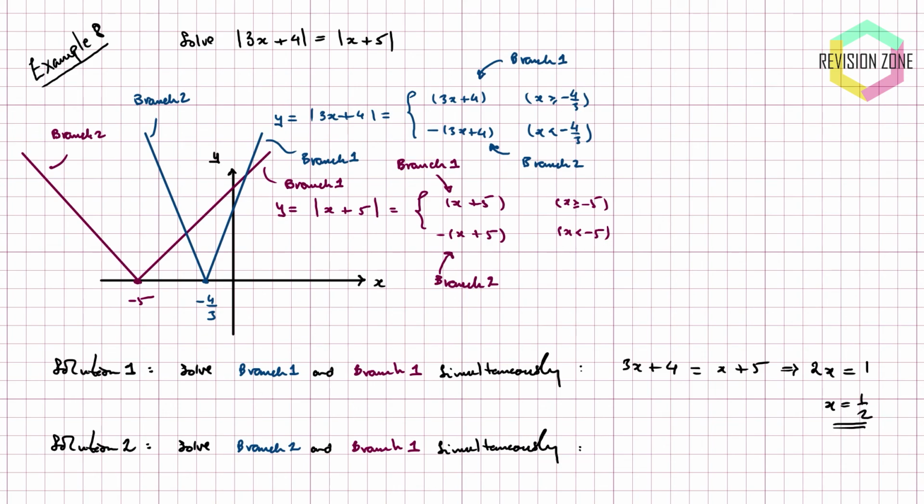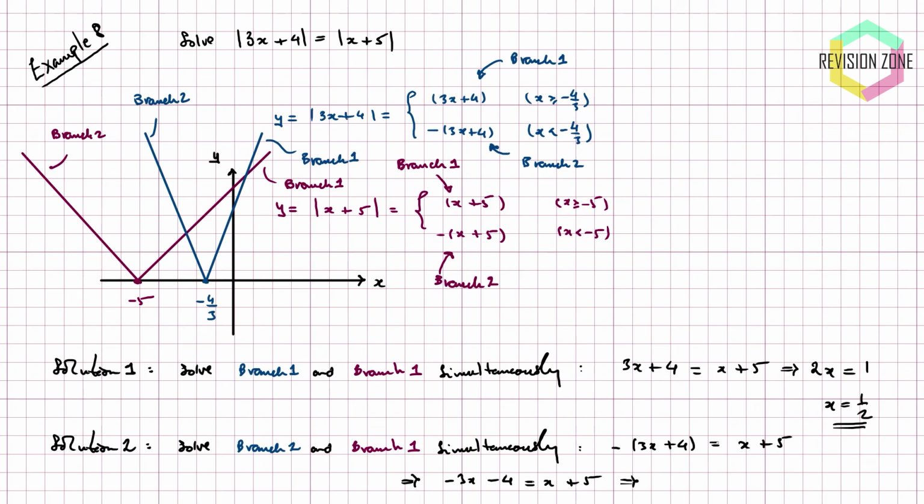And then in the second case, we're going to have obviously branch 2, which is here. So let me write that down. So it's going to be minus 3x plus 4. And that's going to intersect with branch 1 again, which is obviously just x plus 5, so I can write that down. And again, solving this, we can actually just say it's going to be minus 3x minus 4 is actually going to be x plus 5.